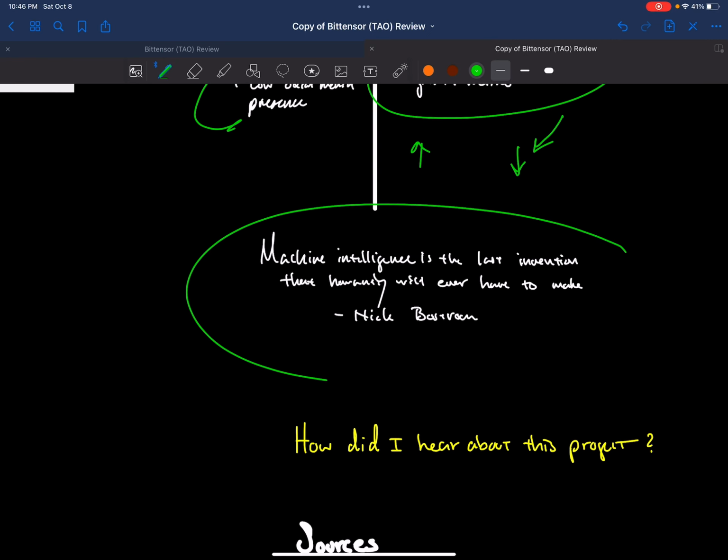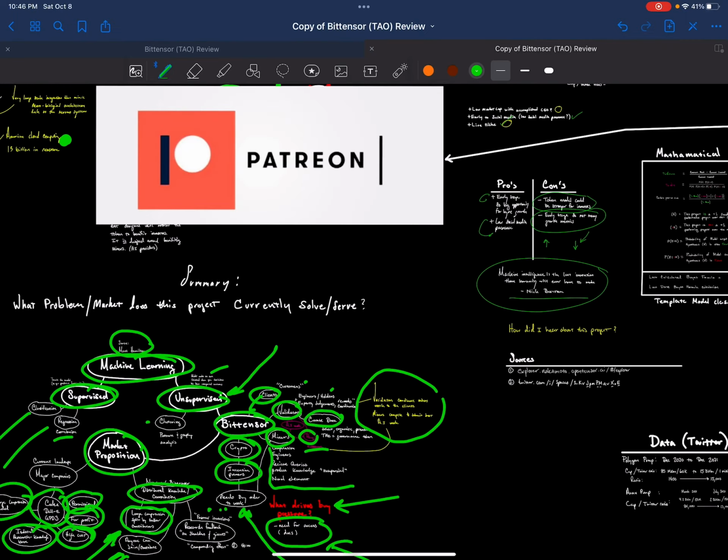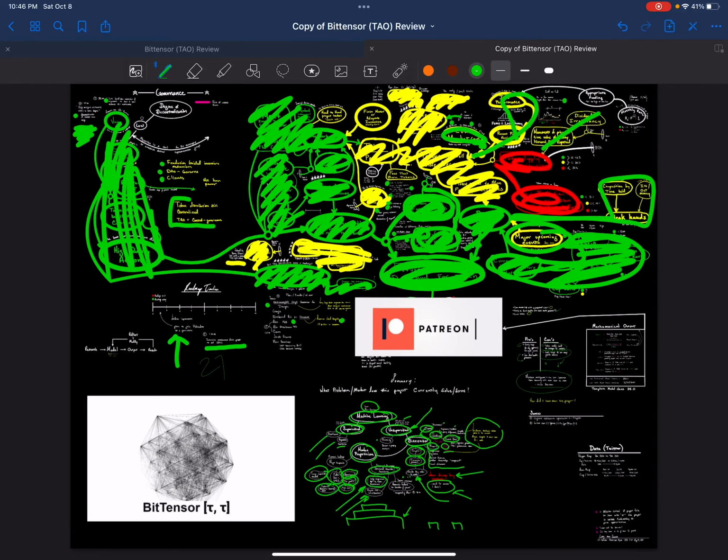All right, but I will leave with this final summary quote. Machine intelligence is the last invention that humanity will ever have to make. Once again, machine intelligence is the last invention that humanity will ever have to make. Nick Bostrom said that. So I want you to think about that and think about the implications for humanity's future. And this project is one of those that wants to address that. All right, guys, that is the summary of Bittensor.